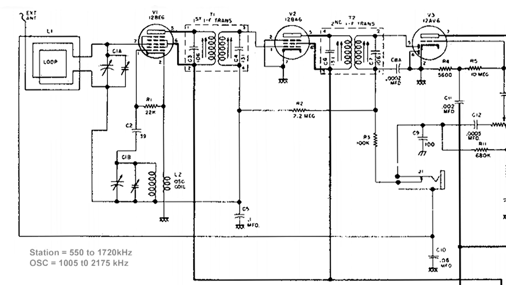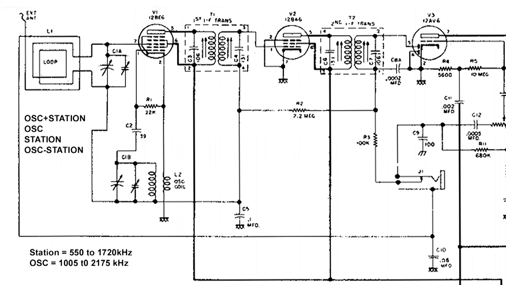And in the U.S., our station frequencies on the AM band run about 550 to 1720. And the oscillator in these radios will run 1005 to about 2175, or in other words, 455 kilohertz above the station frequencies. And at the output, or the plate, of the 12BE6, we will have four major lobes of frequency.